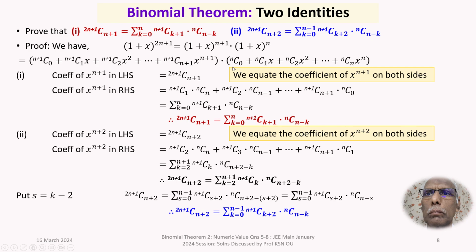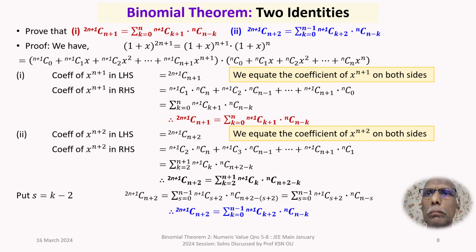Thus, we have both the results proved, and it will be helpful if you remember these two results. I am sure that you have understood the solution of the problem and the proofs of these two identities, and they are very important, and it may be useful if you remember that.